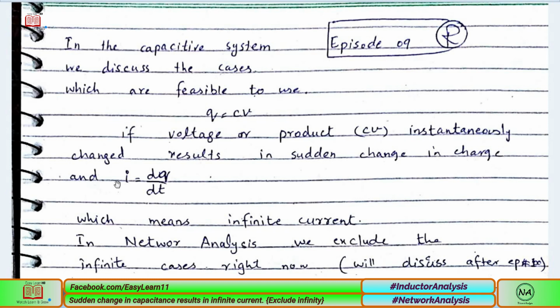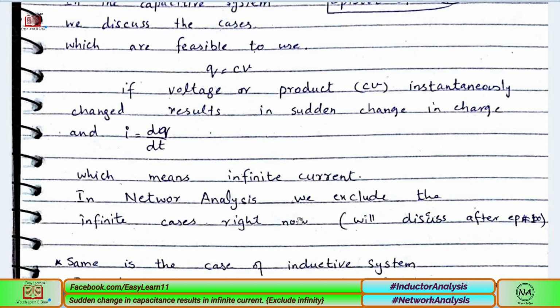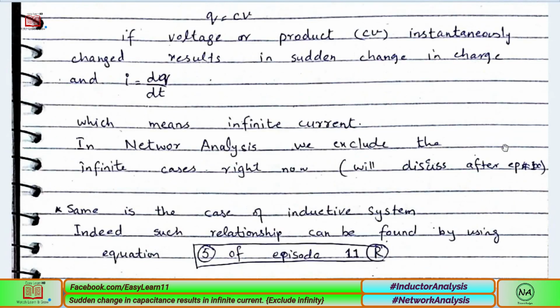How? Because I is equal to dq over dt, the derivative of the charge with respect to time. If charge is increasing suddenly in an impulse function, the current will be infinite, but we are not interested in those cases which make our system infinite. So we are going to exclude the impulse function in our discussion right now. We will discuss all these cases, but after episode 100.